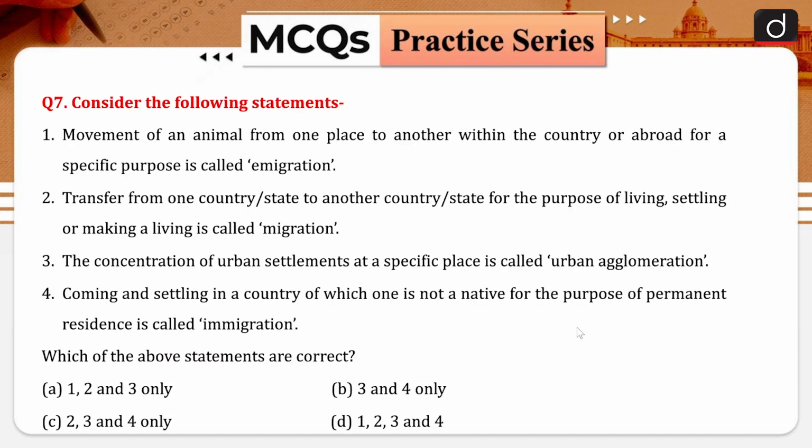Now moving to question number 7. Consider the following statement: movement of an animal from one place to another within the country or abroad for a specific purpose is called immigration. First of all, they are saying movement of animal. That is not only movement of animal; human movements are also called immigration. And when we are talking about a specific purpose, why would an animal have a specific purpose? So this is incorrect.